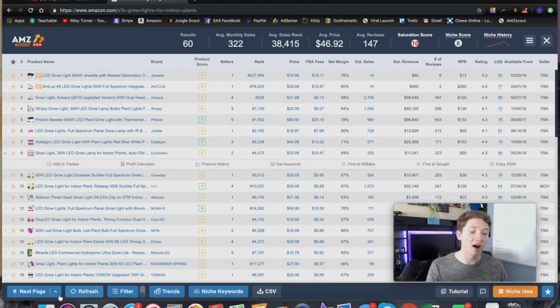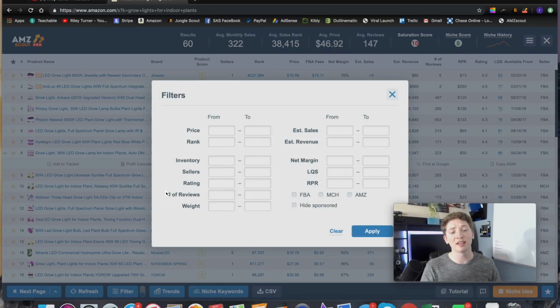Now at the very bottom of the Chrome extension, we have the next page right here, the refresh, and something called the filter. So we click on this and this is just like a web app. So we get to filter different things like price, rank, inventory, sales, different things that we want to look into, even the weight and reviews. This makes your life so much easier as well. So if you're looking for a specific product with a certain price range or a specific weight range, all those different things you can edit right here and you can filter it down to what you're looking for.